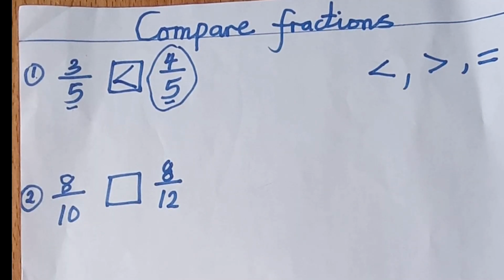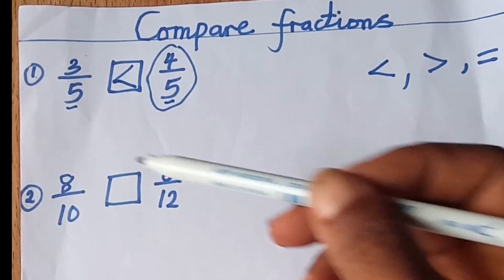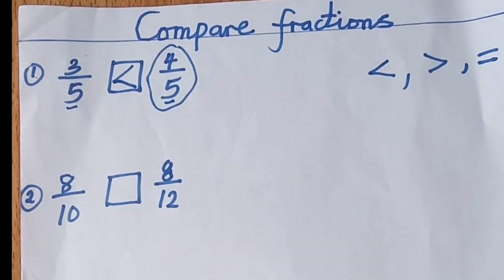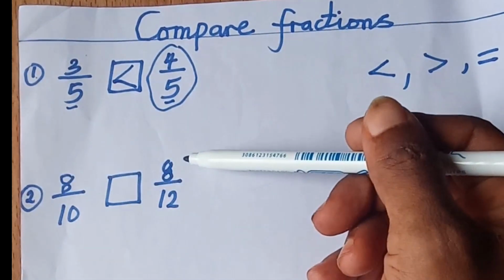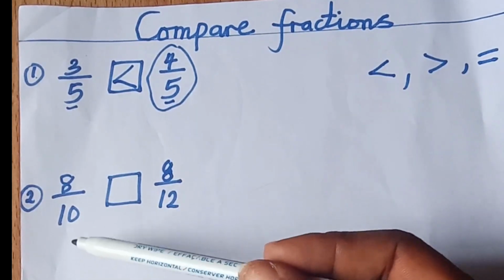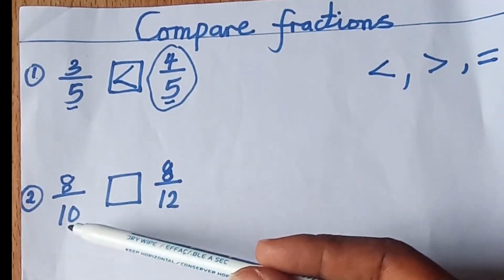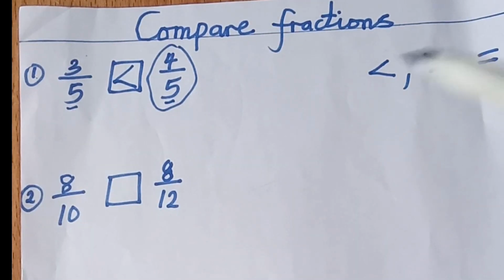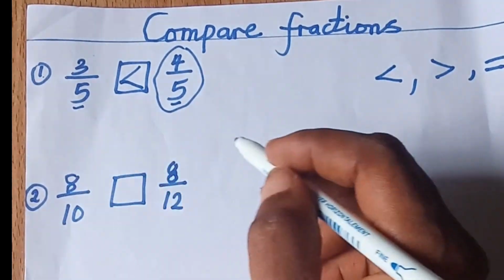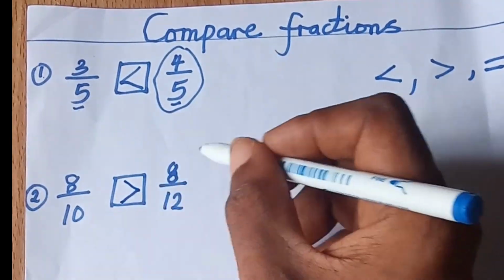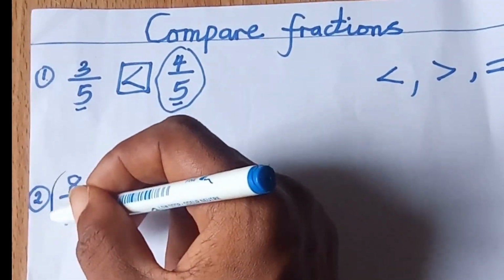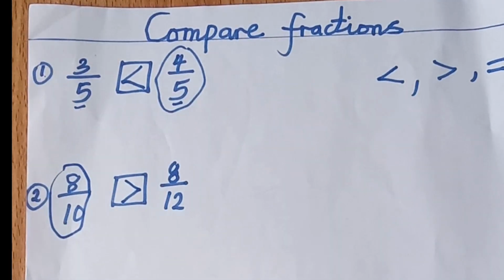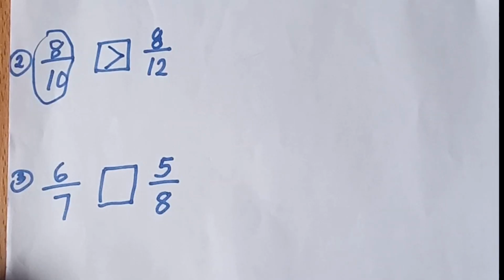The next one, you observe that the numerators are the same. So if you have fractions with the same numerators, all you need to do is concentrate on the denominator. The smaller denominator is the bigger fraction. So it means 8 all over 10 is bigger than 8 all over 12. So this is the bigger one. Easy, you can see.